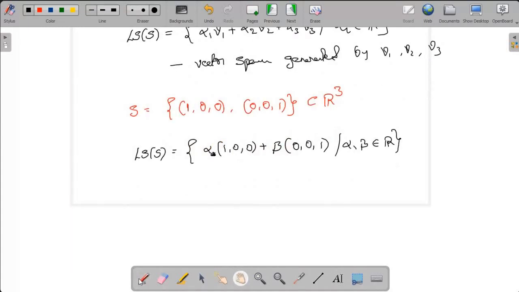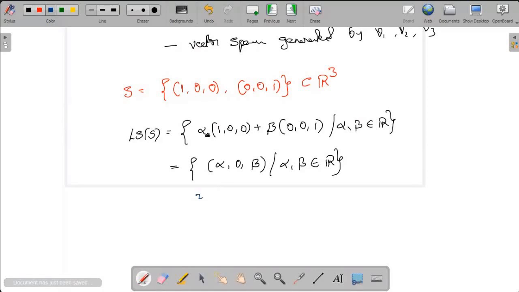Here it is alpha, beta, but you can also take x, y. So this is equal to (alpha, 0, 0) plus (0, 0, beta), and you know how to add them. The addition is (alpha, 0, beta) such that alpha, beta belong to real numbers. Now if you look at this set, we came to know the y-coordinate is always 0. If you go to three-dimensional space, the set where y equals 0 represents the xz plane. Because x can be any real number, z can be any real number, and y is always 0. So these two elements are generating the xz plane.